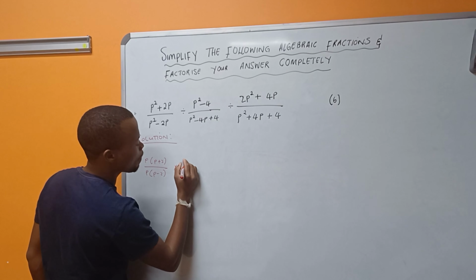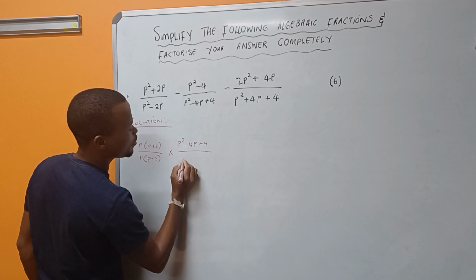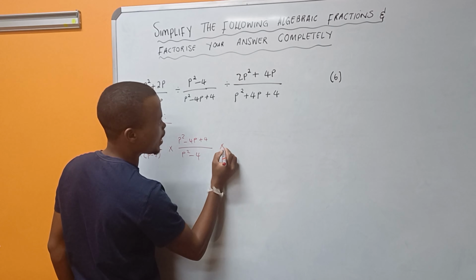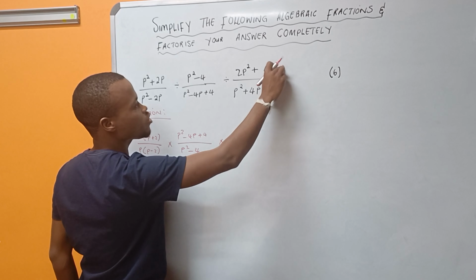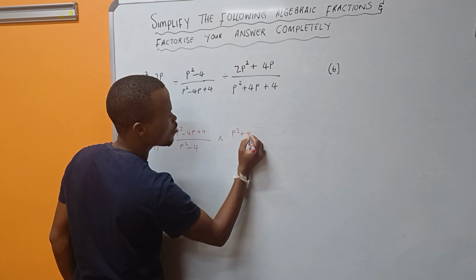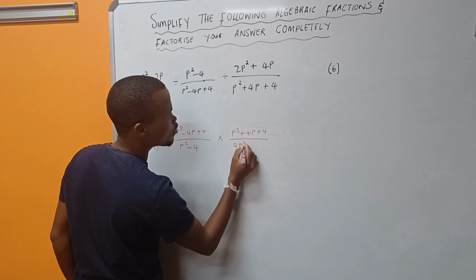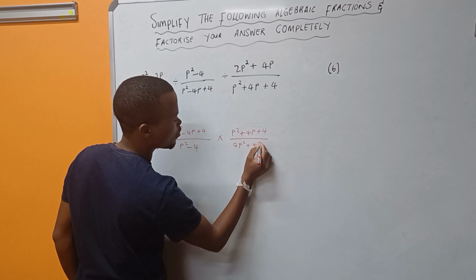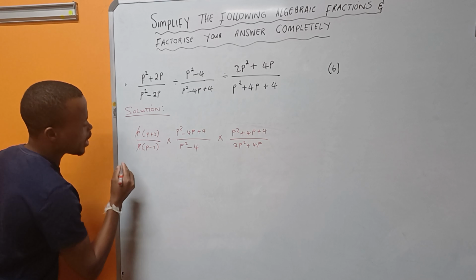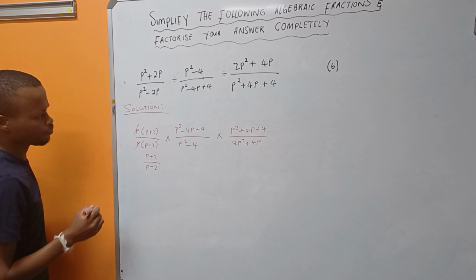So here it will be p squared minus 4p plus 4 all over p squared minus 4, and then here if you multiply, the denominator becomes a numerator and the numerator becomes a denominator. So it becomes p squared plus 4p plus 4 all over 2p squared plus 4p. So here these p divides, so we are left with p plus 2 over p minus 2.